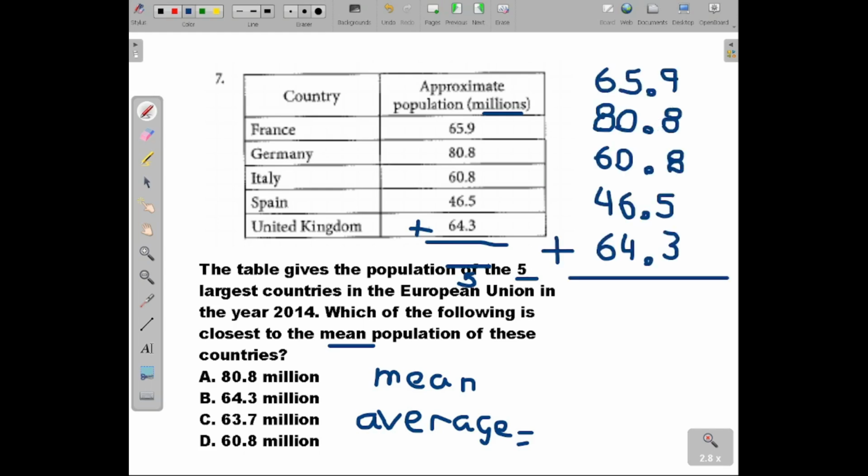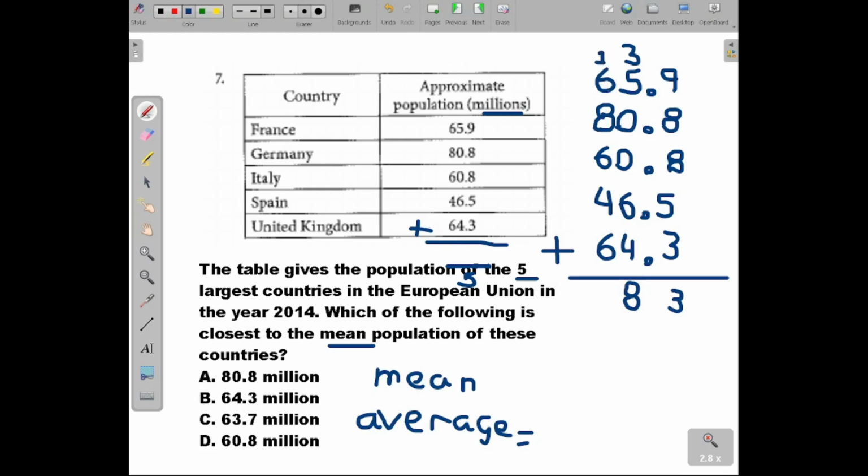So first let's add the decimal part. 9 plus 8 is 17, plus 8 is 25, plus 5 is 30, plus 3 is 33. So we have 3 and we carry a 3 because it's 33. Now we add 3 plus 5, which is 8, plus 0 will be 8, plus 6 is 14, plus 4 is 18. We carry a 1.